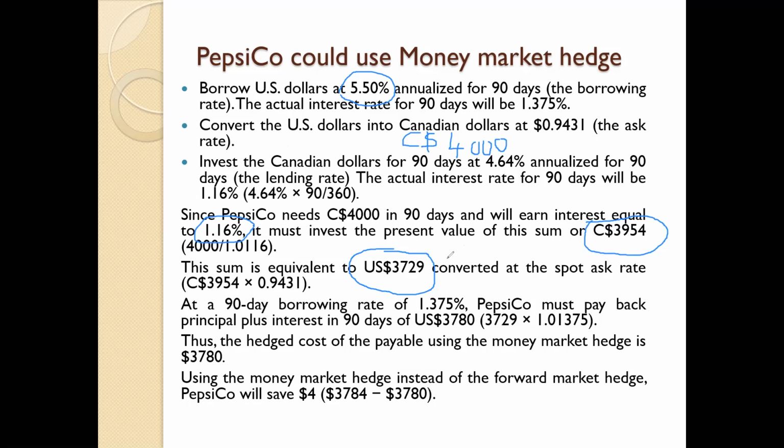Right? Then how do we calculate this amount? We have to multiply 3,954 by 0.9431, that is the spot exchange rate between US dollar and Canadian dollar. Okay, so at the end of the 90 days borrowing period, this person has to pay this amount.